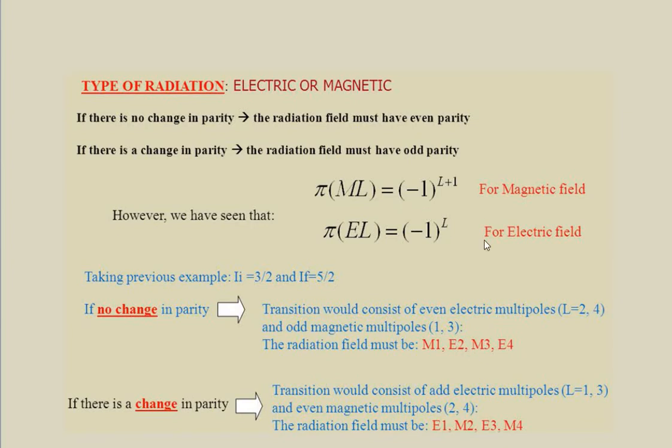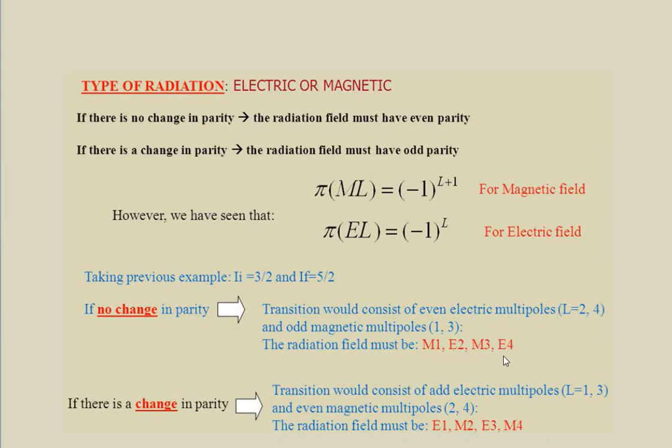Then the last case, L equal to 4: this quantity becomes positive, so there is no change in parity for E4. For M4, 4 plus 1 is 5, so there is a change in parity. So M4 is not possible and E4 is possible. If there is no change in parity between the parent and daughter nucleus, the possible radiation types are M1, E2, M3 and E4. Which one is more probable?